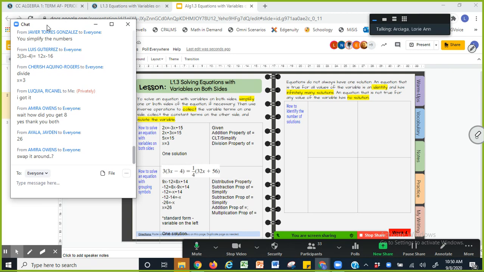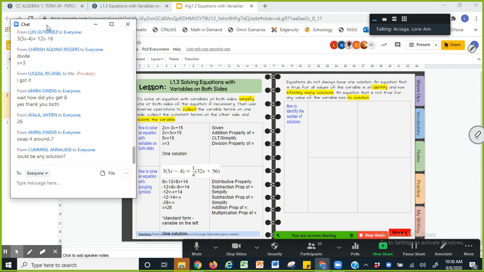When you get an idea, type it in the chat. Could be any solution. All right. Okay, so when you said could be any solution, pretty much it means the same thing as whatever number you substitute in the equation, it will always work. Like it will always make the equation work. Very good, Annalise. That's a very good idea. So the solution could be any real number.